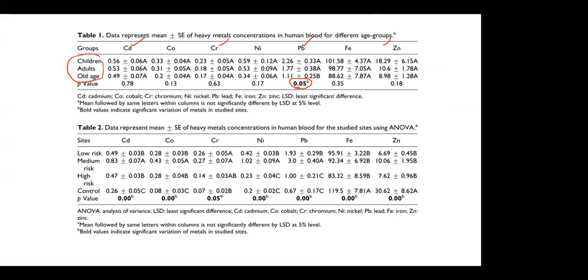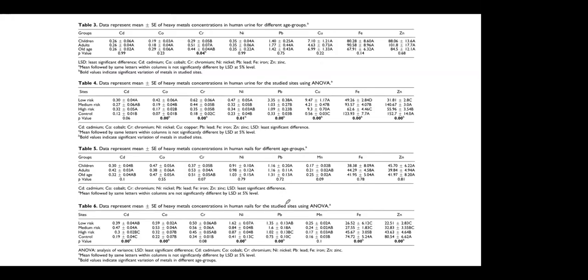Similarly, we also calculated the risk of these metals, and you can see here that the p-value showed the distributions of all the metals, and some metals showed low risk, some showed medium risk, and some showed higher risk in the human blood samples. So these are the studies for the human urine samples, the distribution of the heavy metals among the different age groups, and chromium was significantly different among the children, adults, and old age. However, the higher distribution was recorded for lead and also for copper and iron as compared to other heavy metals.